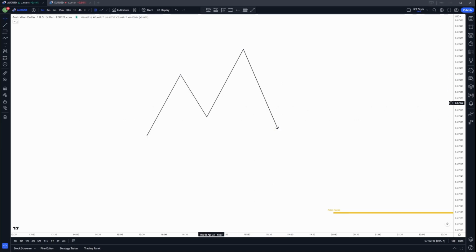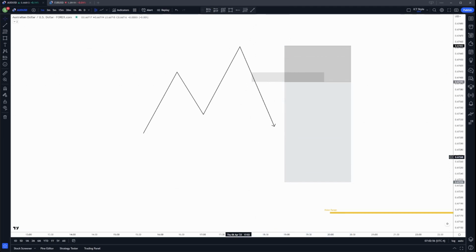So as we can all see on screen right now is the ICT Core 2022 entry model. You would be looking into this displacement, looking for a fair value gap, the 50% level of your FIB, and then you would be taking a short targeting the next logical level of liquidity. But there's a really big issue with this.